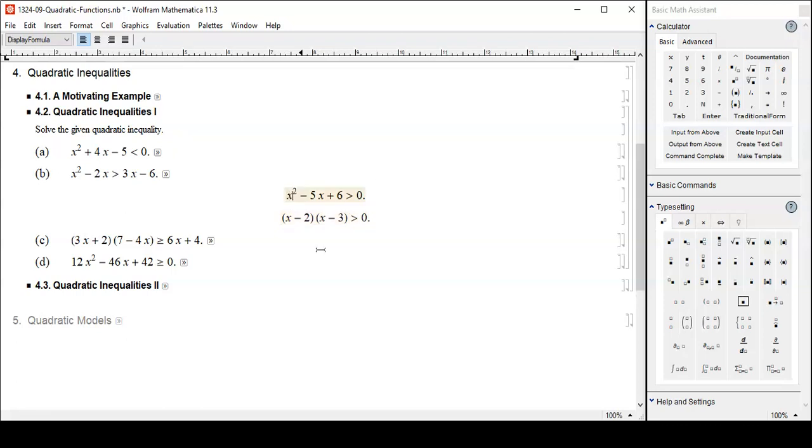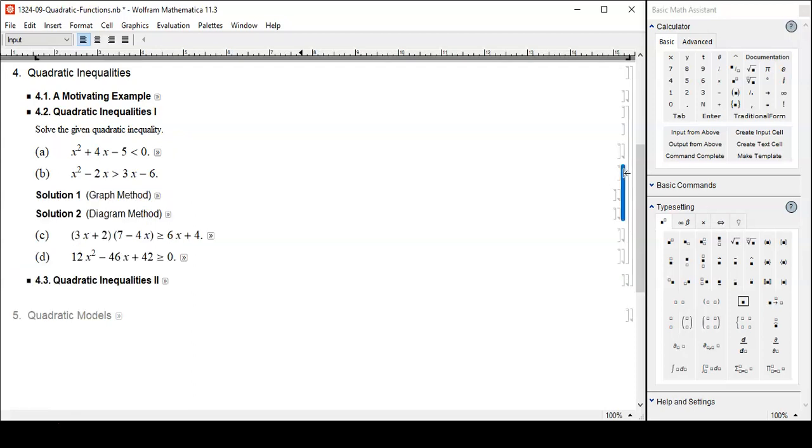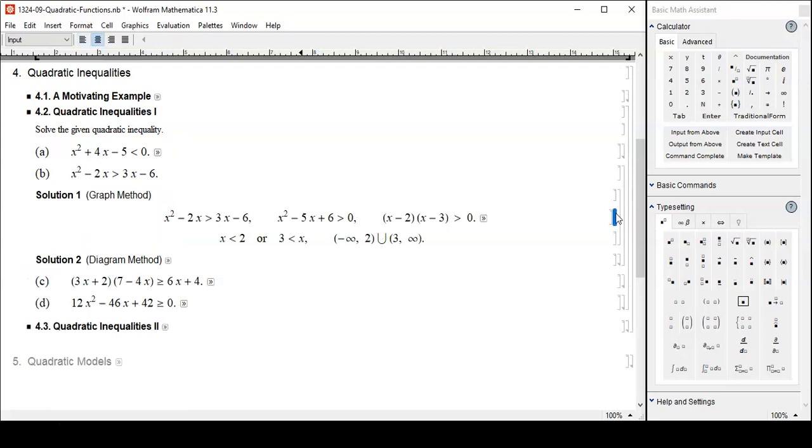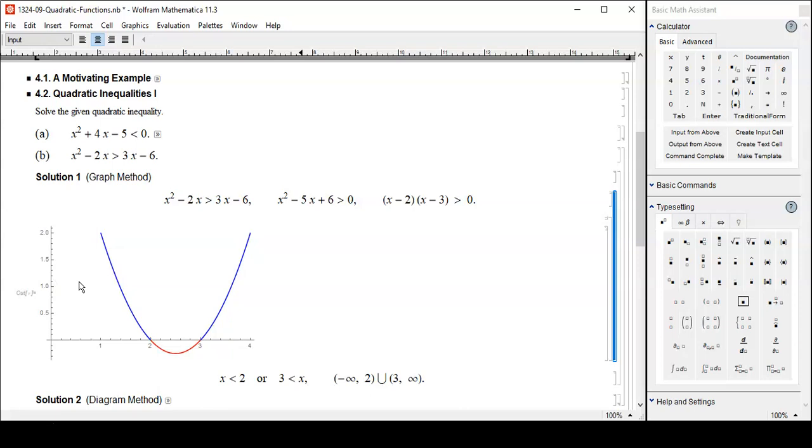Alright, in the general form, y equals x squared minus 5x plus 6. That's greater than 0. Or in the intercept form, the same thing can be rewritten like this. Now, which portion do I have to look at? Above the x-axis or below the x-axis? Above or below? Which one is it this time? This time, we have to look at above the x-axis because the y-coordinate is greater than 0.